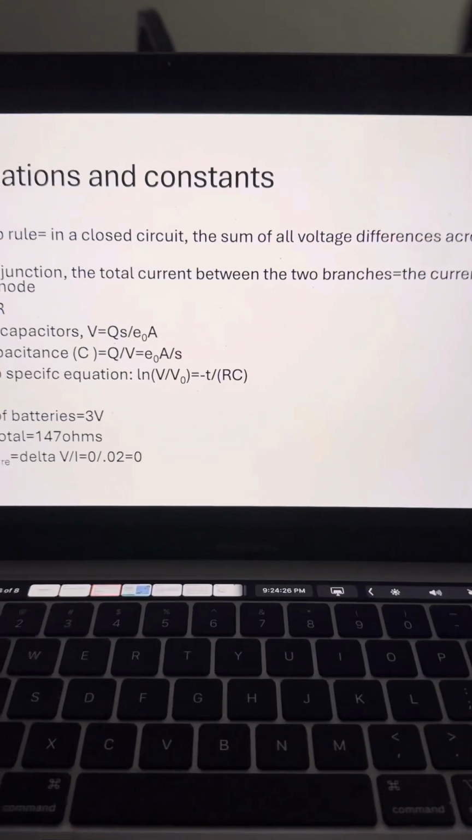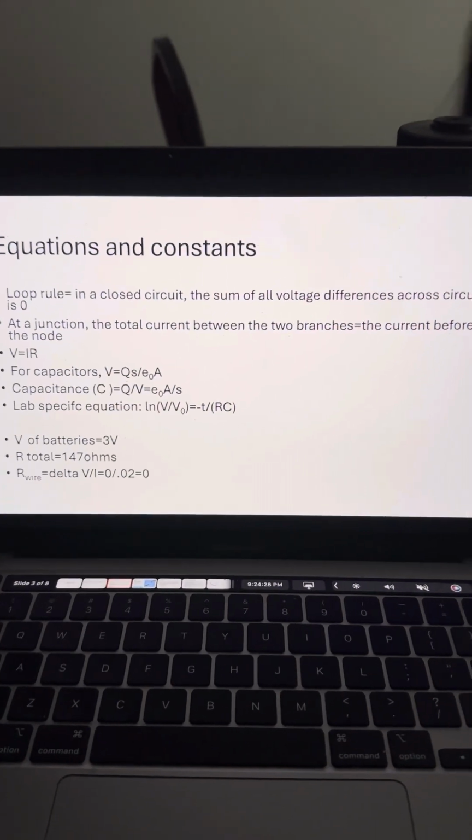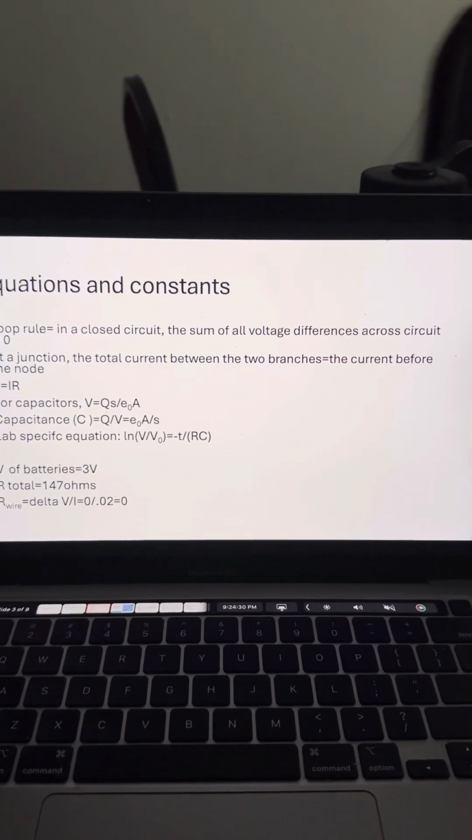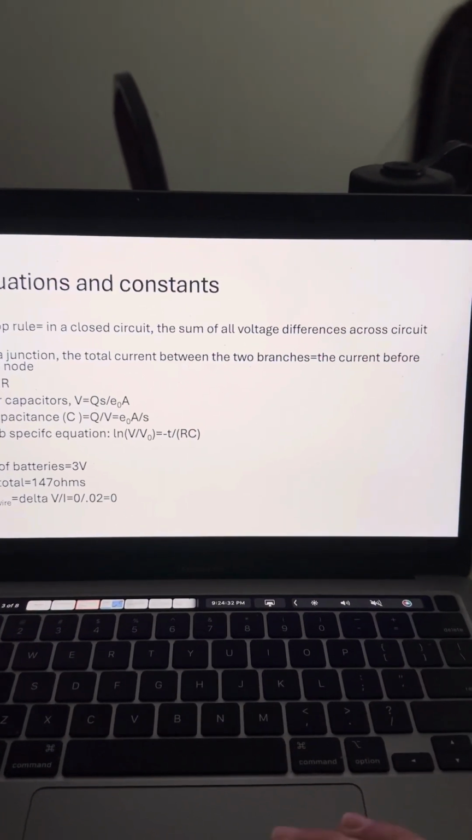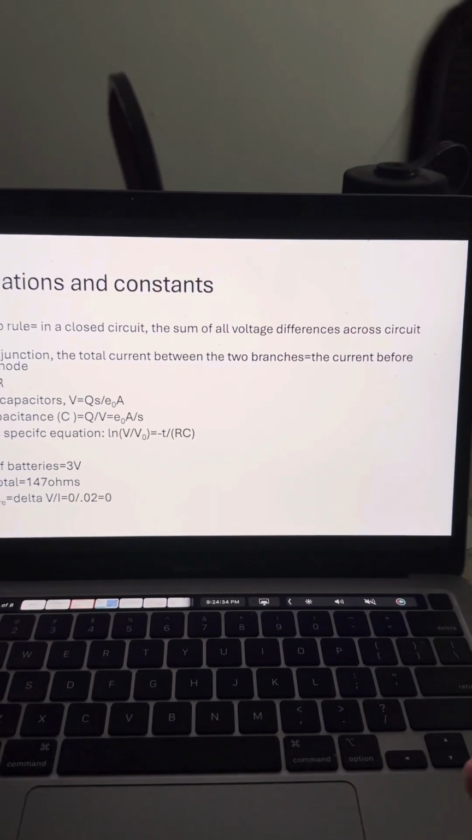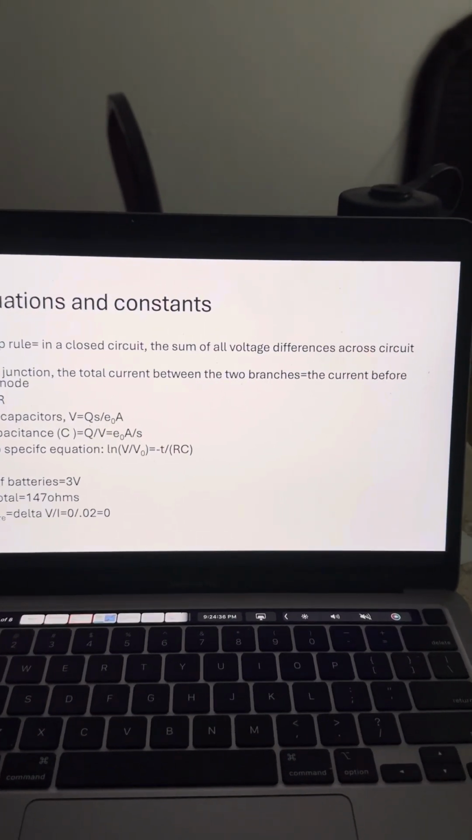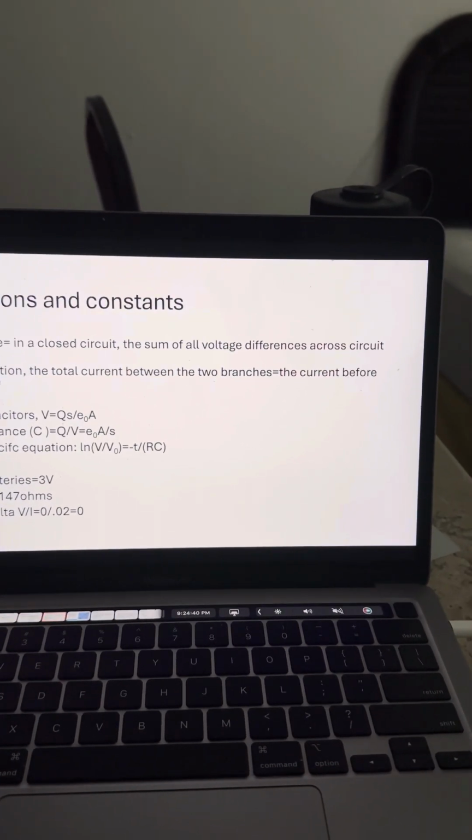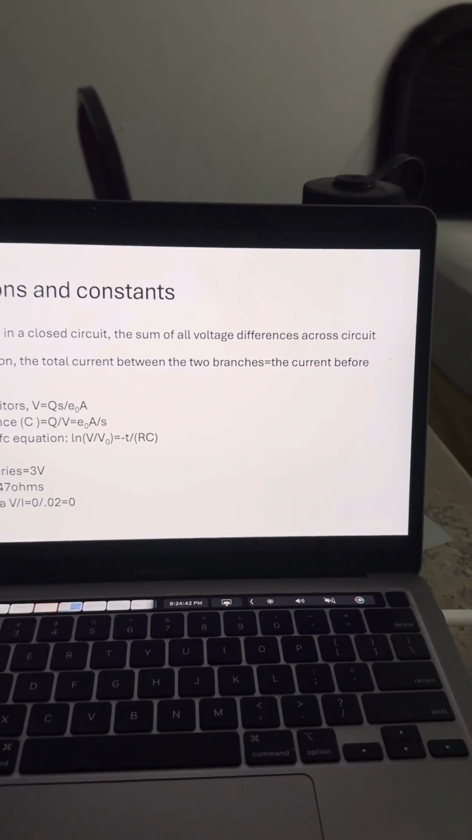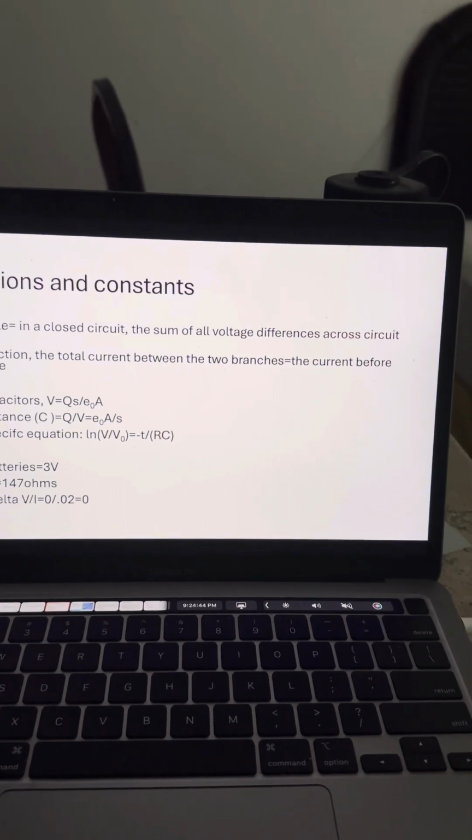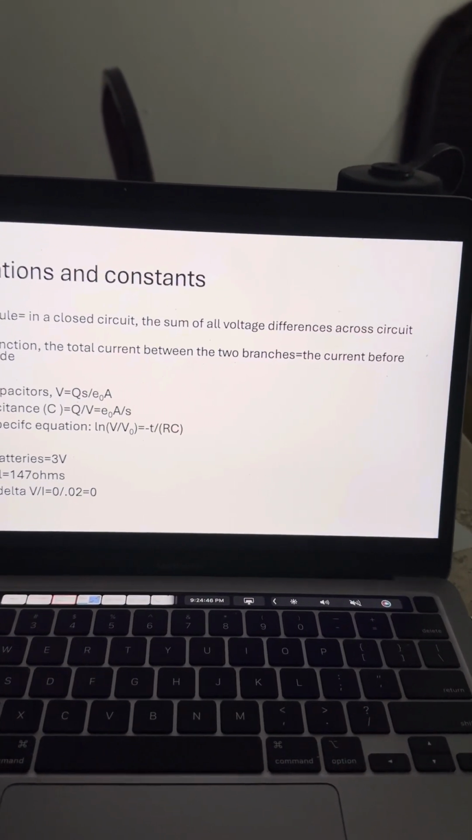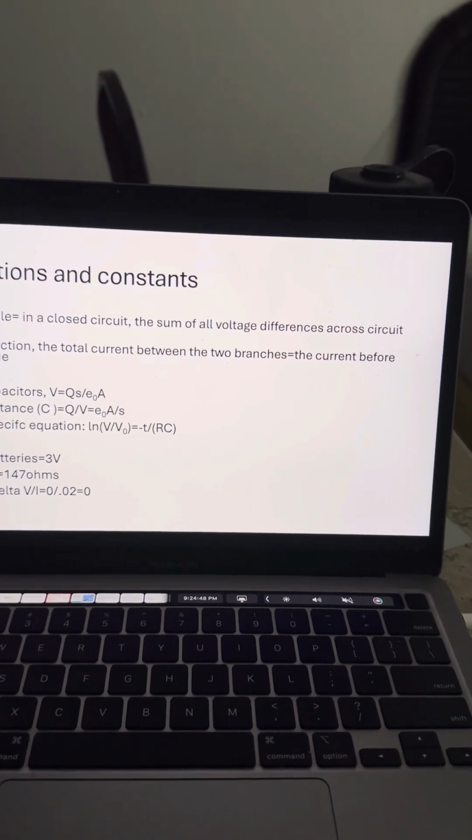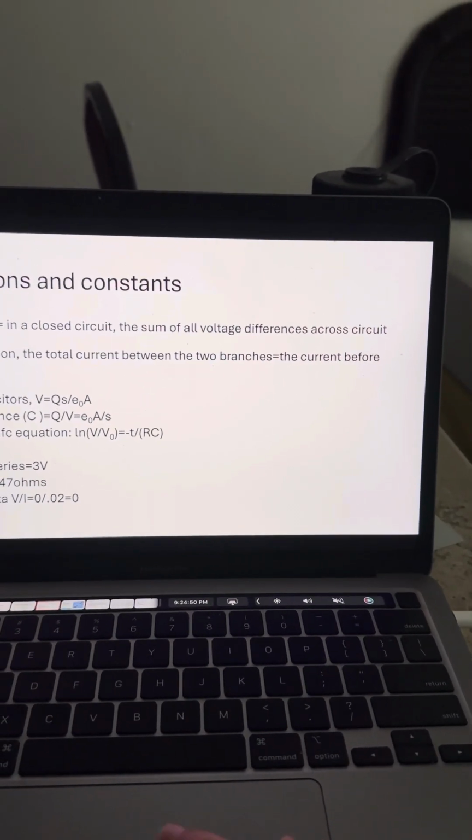So here are some equations and constants we're using. The loop rule: in a closed circuit, the sum of all voltage differences across the circuit is 0. At a junction, the total current between two branches equals the current before the node, which is the node rule. There's Ohm's law, which is voltage equals current times resistance.